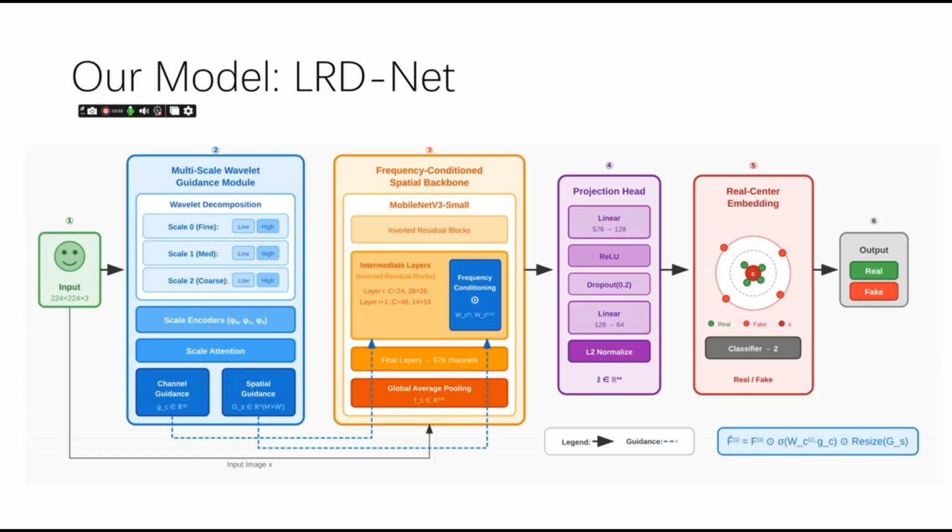This is our model. We call it LRDNet. This is the pipeline of our model. We start from the left. This is our input image. We resize our input image to 224 by 224 by 3. The next step is we go through a wavelet guidance module. The reason is a lot of previous research already demonstrates that if you analyze the image in the frequency domain, we can have a better performance.